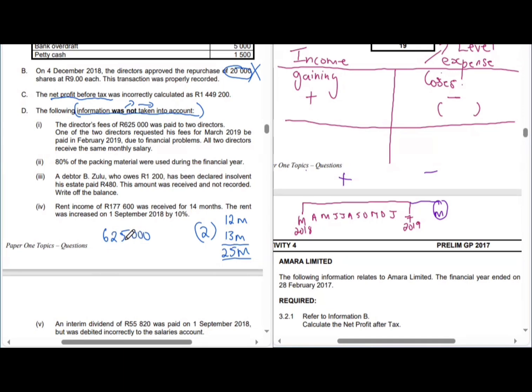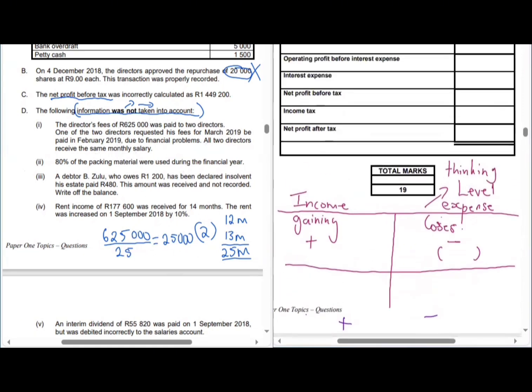So now we can find out how much each director is earning every month. We are going to say 625,000 divided by 25 months. So each and every director is earning 25,000. And while one of the directors requested his salary for March to be paid during February 2019, we have paid an extra 25,000.